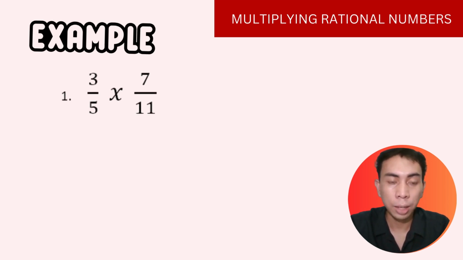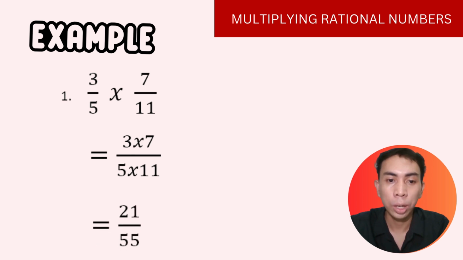Now, let's take a look at the examples. Example number 1 is 3 over 5 times 7 over 11. We must first multiply the numerators, 3 times 7, with one fraction bar, and both denominators, 5 and 11. So we have 3 times 7 is equal to 21 over 5 times 11, which is equal to 55.